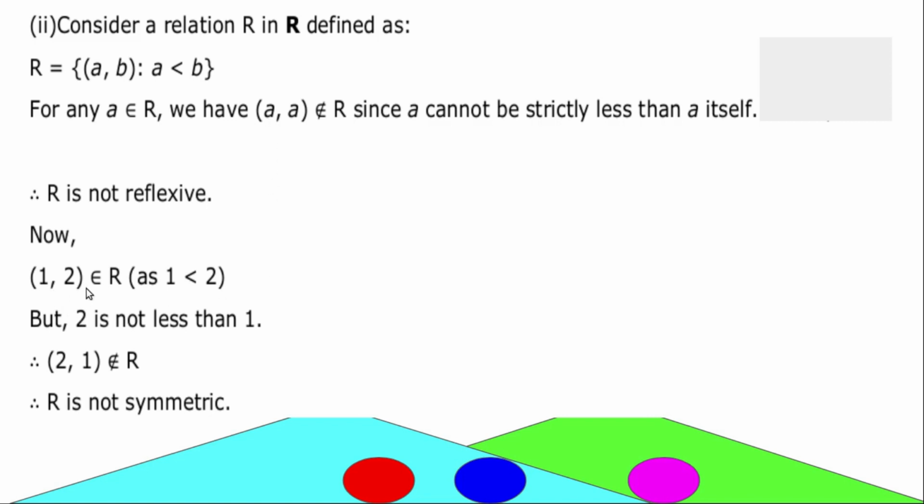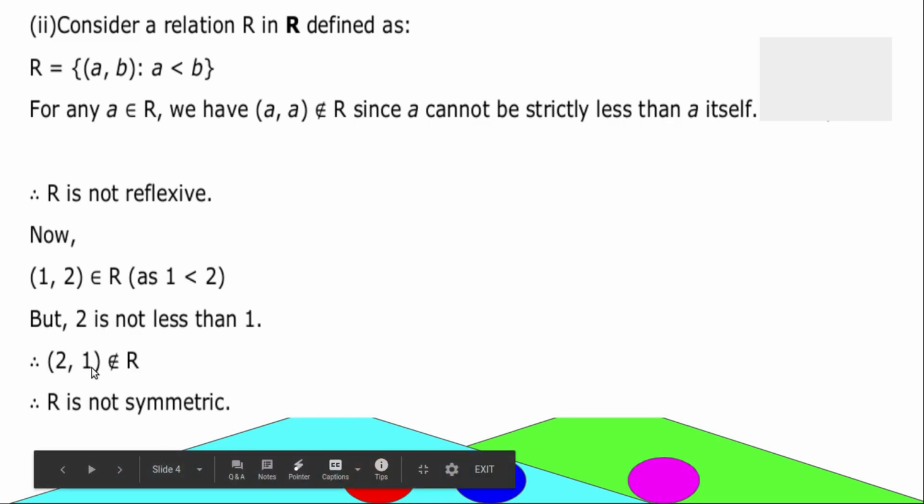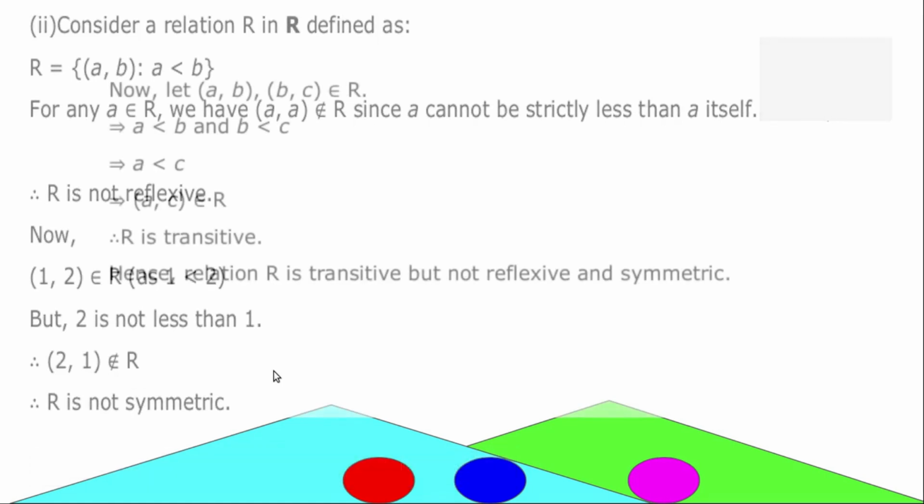Now ordered pair (1, 2) belongs to R since 1 is less than 2. Ordered pair (a, b) belongs to R if a is less than b. 1 is less than 2, so ordered pair (1, 2) belongs to R. But ordered pair (2, 1) does not belong to R because 2 is not less than 1. So this relation is not symmetric.